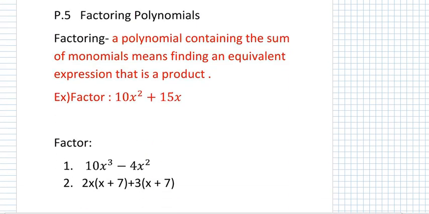The next thing we're going to do is talk about factoring polynomials. Basically here, something like this, the first thing you want to do when you factor, remember, is take out the greatest common factor. The greatest common factor here is a 5 and an x. So we take that out, and what's left is 2x plus 3.